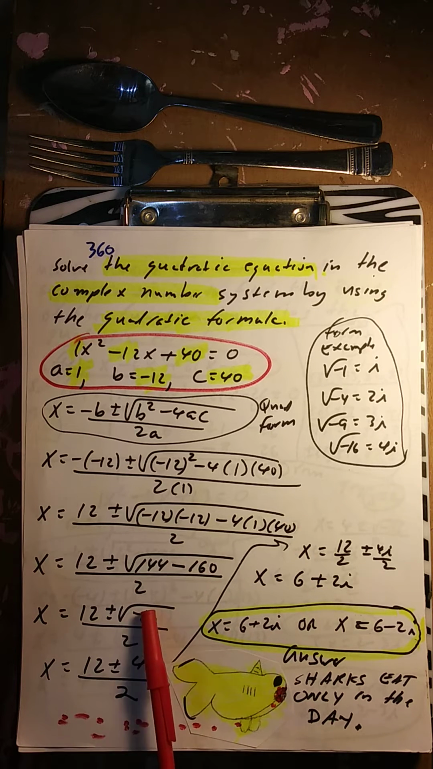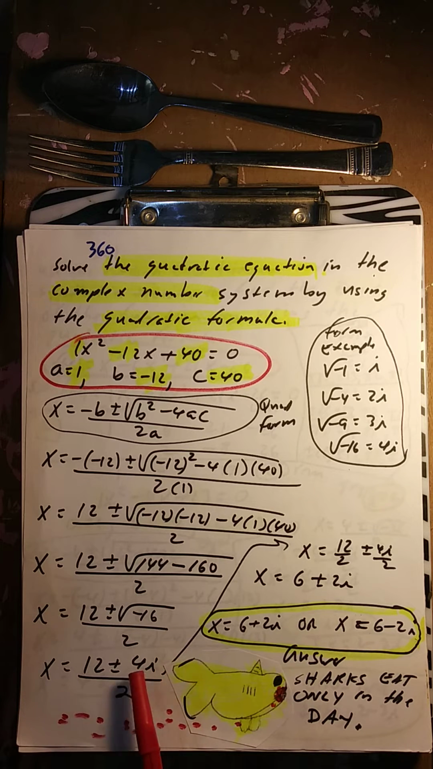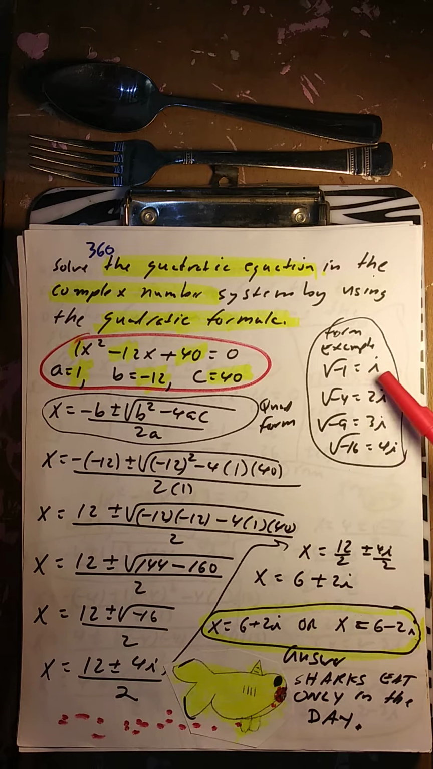That's going to be a negative number. The square root of negative 16 is going to be 4i. Imaginary complex numbers. Here they are. Square root of negative 1 is i. Square root of negative 4 is 2i. Square root of negative 9 is 3i. Square root of negative 16 is 4i.